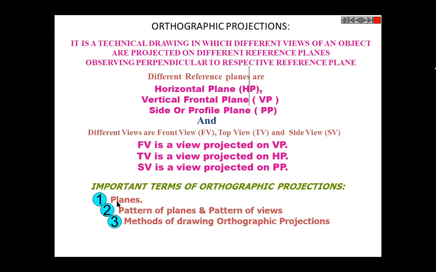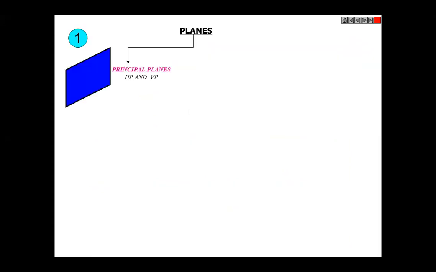There are some important terms: planes, which we have seen earlier, then pattern of planes and pattern of views, and methods of drawing orthographic projection, that is first angle or third angle. So what are the planes that we will see? Principal planes: horizontal plane and vertical plane are called principal planes. This dark blue one is the vertical plane, and this is the horizontal plane.